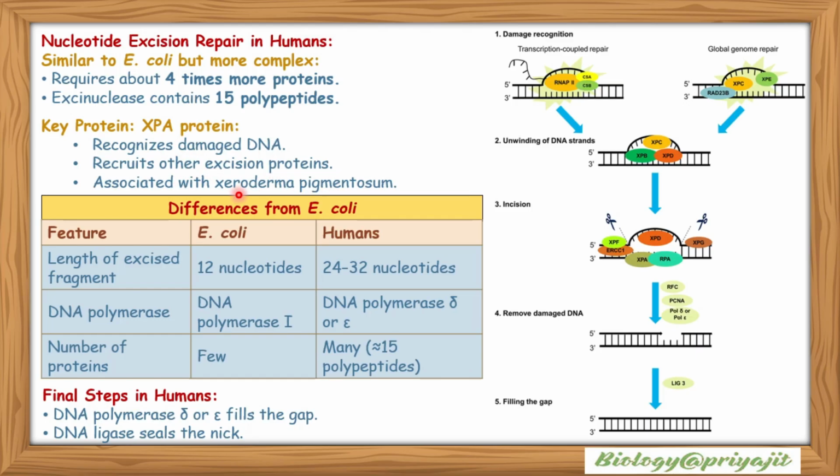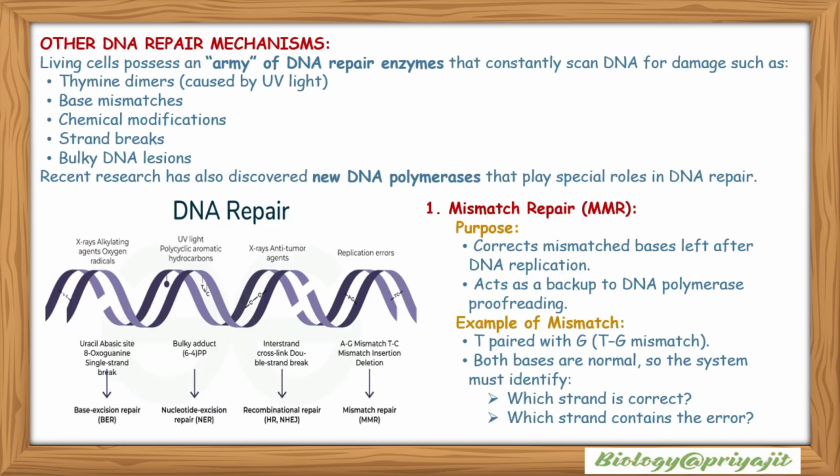These proteins are associated with xeroderma pigmentosum. This is the table showing the differences of nucleotide excision repair in humans from E. coli. For the final steps in humans, DNA polymerase delta or epsilon fills the gap and DNA ligase seals the nick. This is the image showing the process of DNA repair.